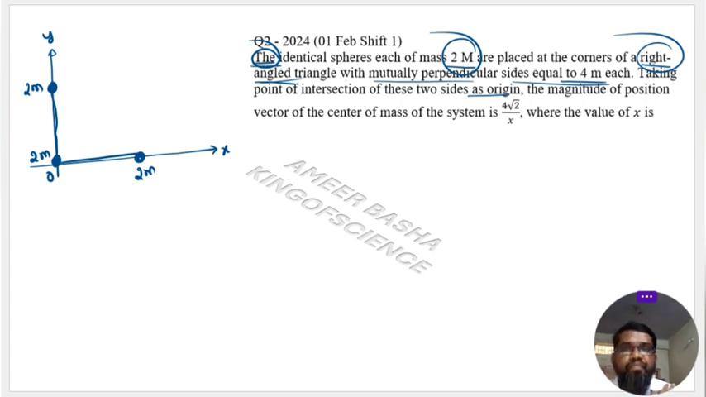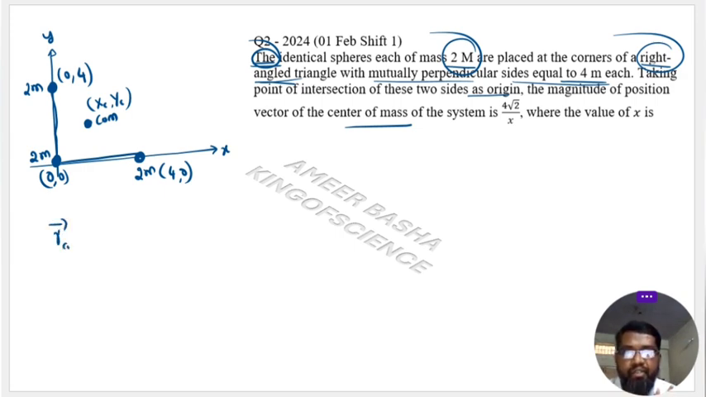And of course, this is the origin, so its coordinates are (0, 0). These coordinates are (4, 0), and these coordinates are (0, 4). We need to determine the magnitude of the position of the center of mass. Somewhere here will be the center of mass position. We need to determine the x coordinate and the y coordinate of the center of mass. So let us follow the standard definition.